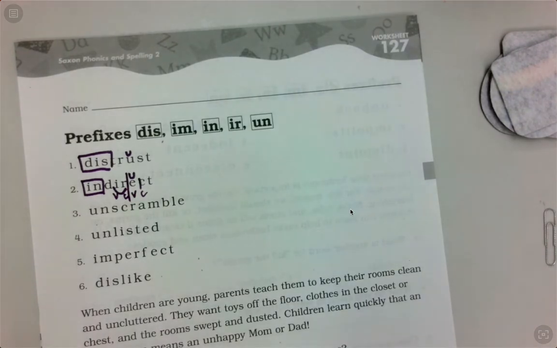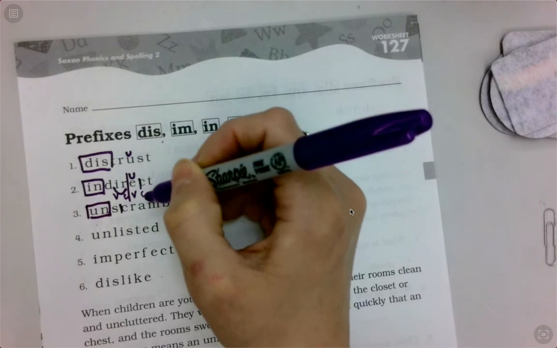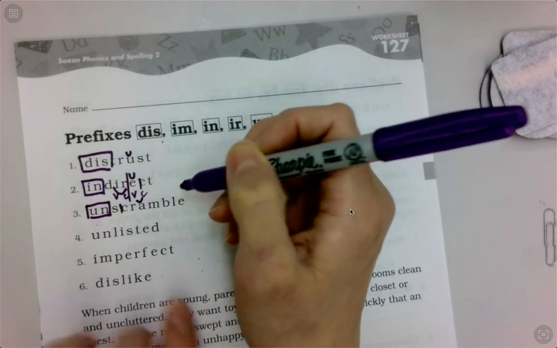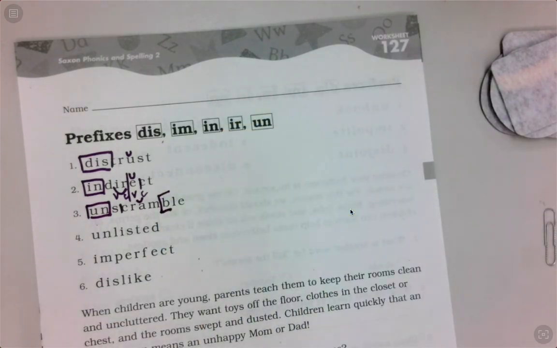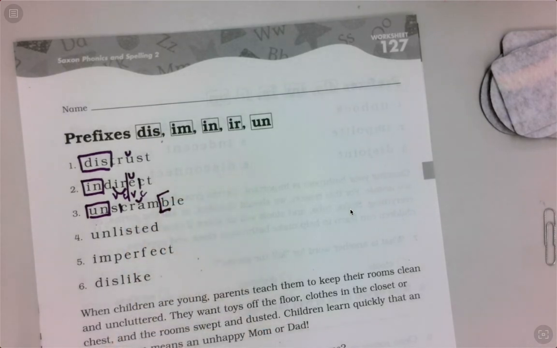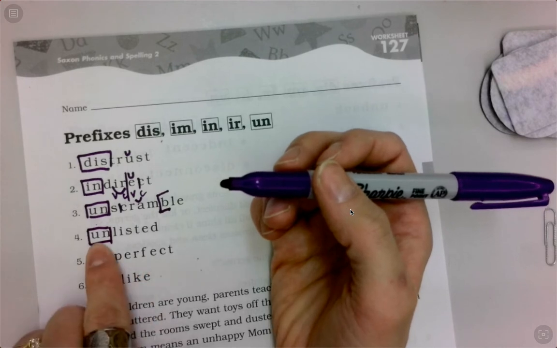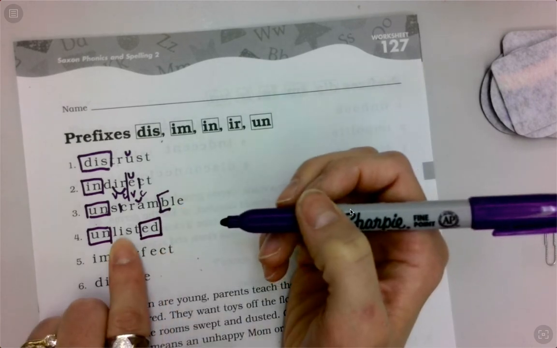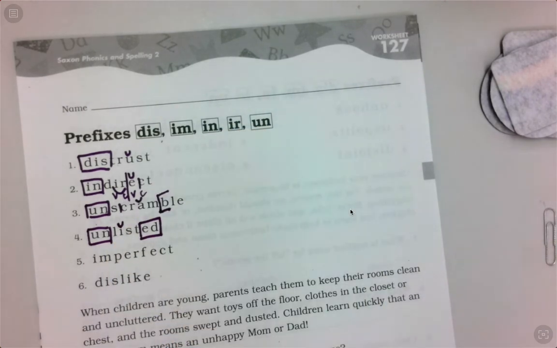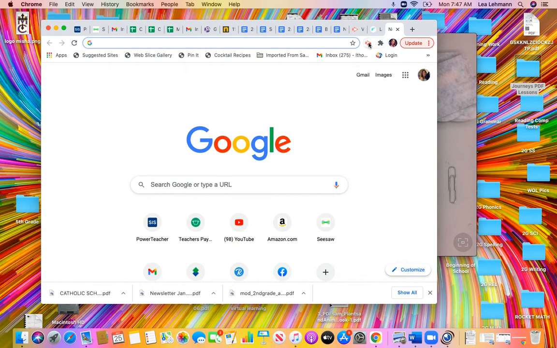Great. Number 3 is unscramble. So we've got un. And then we've got a k sound, a. And then we have BLE, final stable syllable. So that one was fairly easy. We're done with that one. Unscramble. Okay. Number 4, unlisted. Un. And then I'm going to go to the very back side of the word. ED is a suffix. So I'm going to box that one in, right? List, that's our root word. Short I. Okay, I'm going to see if you can do number 5 and 6 by yourself. Go ahead and code those.